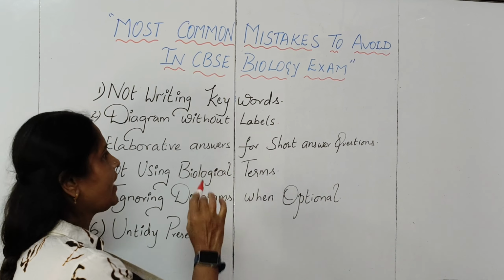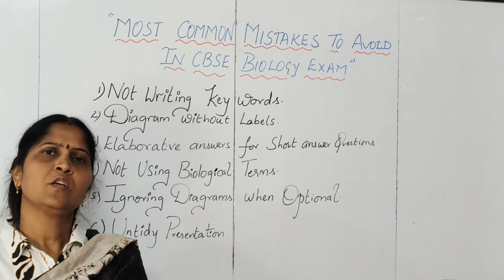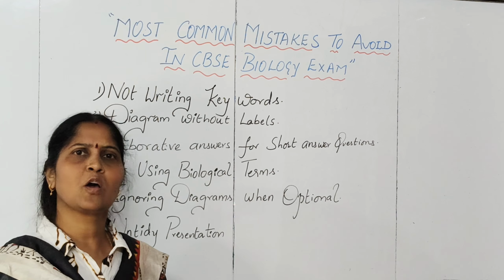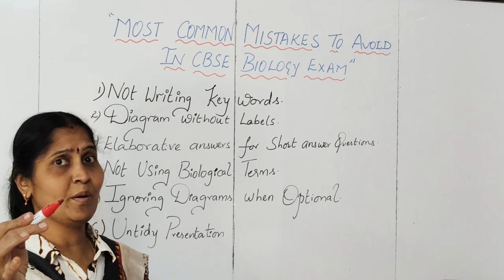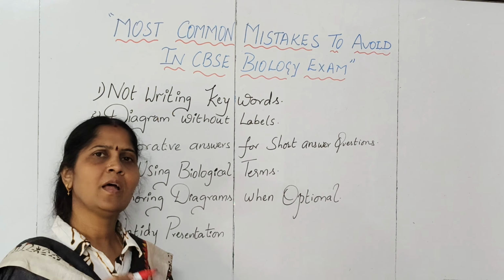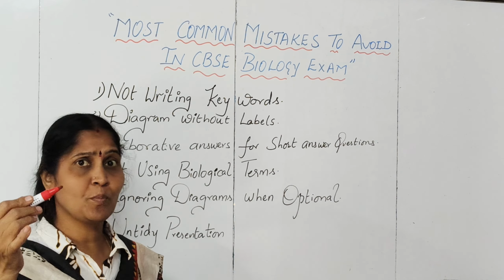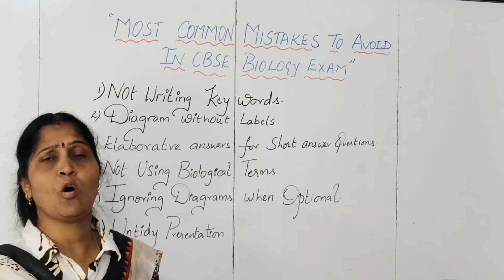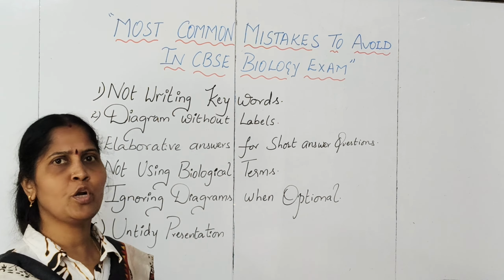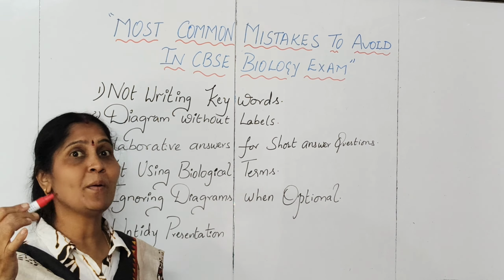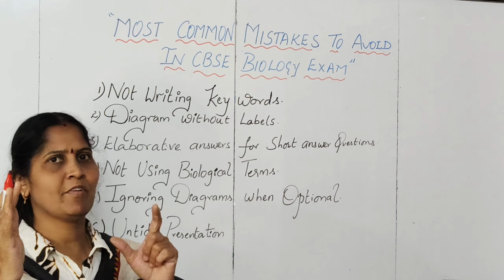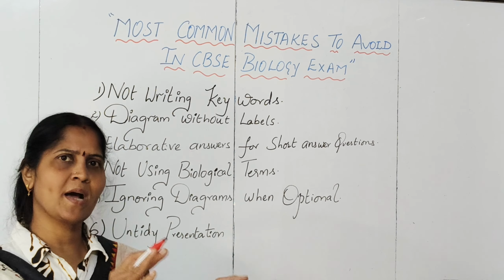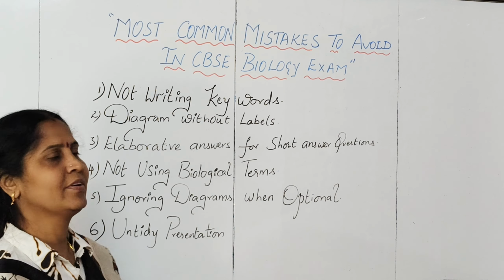Next is elaborative answers for short answer questions. When the question is for 1 mark or 2 marks, you are expected to write 1 point or 2 points. That should be precise and should not be elaborative at all. As I already told you, they should be in bullet points and not more than that. For 1 mark, only 1 point. For 2 marks, just 2 points with the keywords.